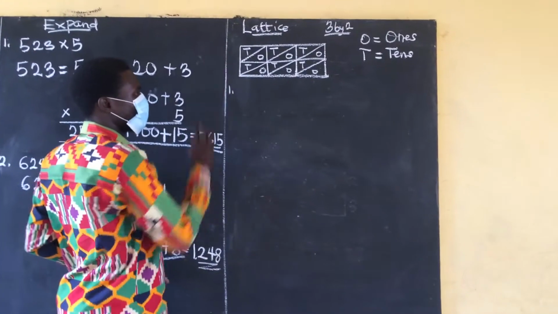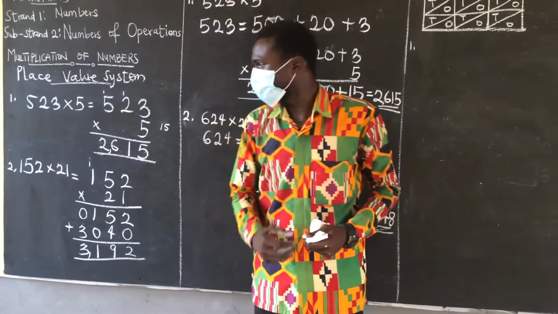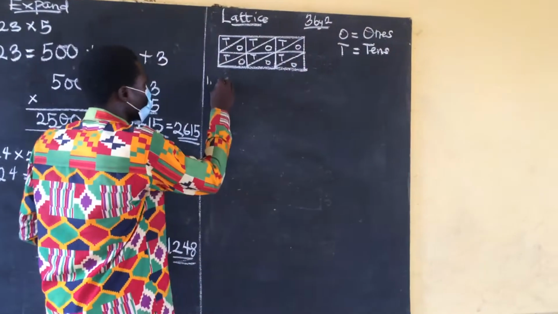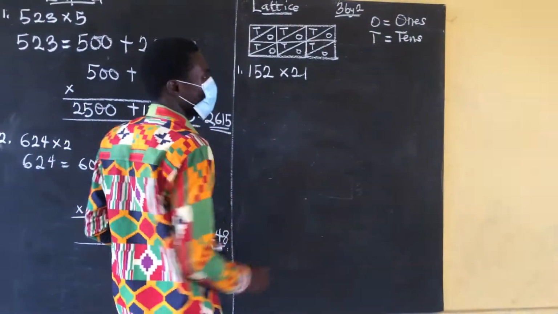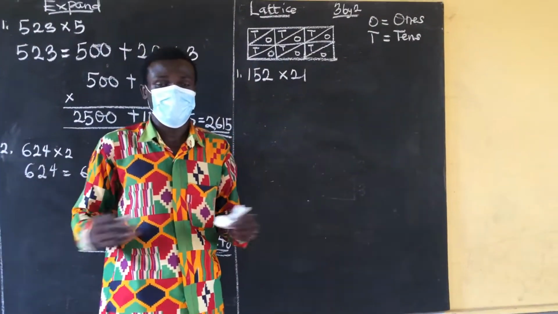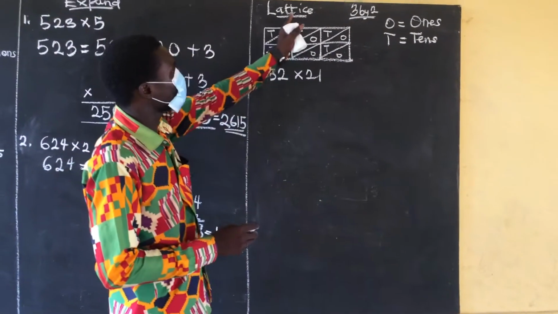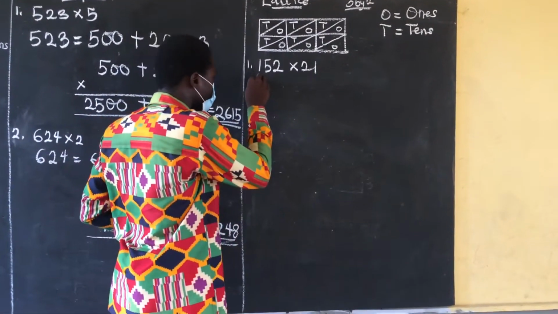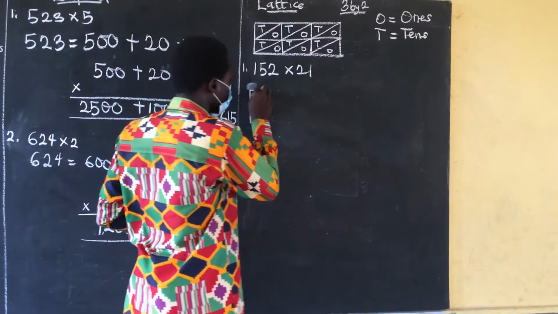So let me take my first example. I would like to use 152 times 21. We are using 3 digits by 2 digits. 152 times 21. I should get the same answer because I'm doing mathematics. Different method, but we will arrive at the same answer. So I'm to use the lattice method. The first thing I will do is to draw my rectangular box nicely.